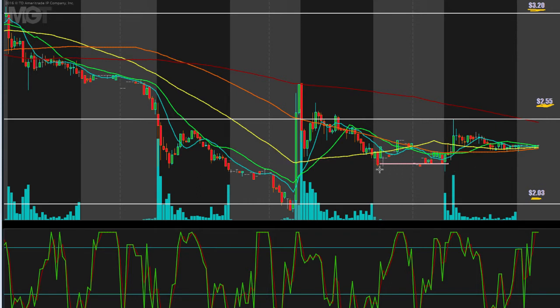Let's see if we can make that a little cleaner. Yeah, there we go. So I think you could absolutely say that we have some light support right around $2.30. Maybe even a little lower. Not quite 2.25, it's literally like 2.29. Let's just say 2.30. So $2.30 light support, $2.03 hard support. Then we have hard resistance at 2.55 and hard resistance at $3.20.